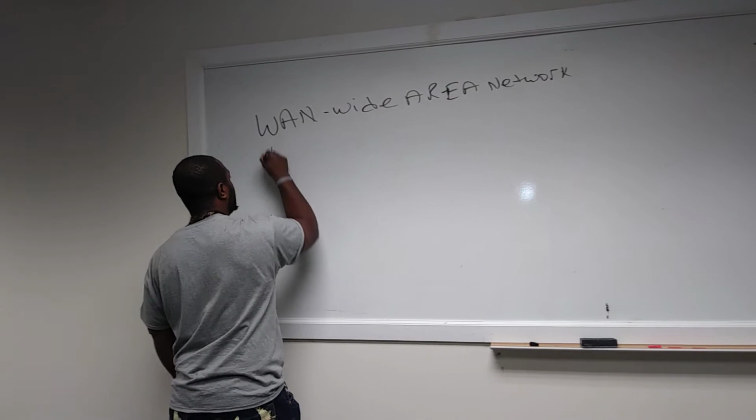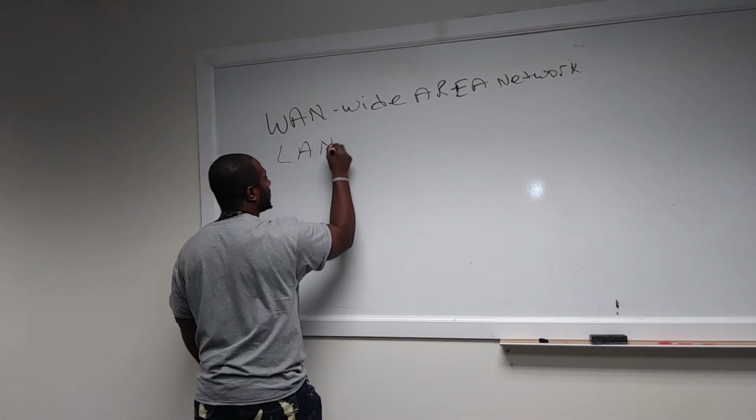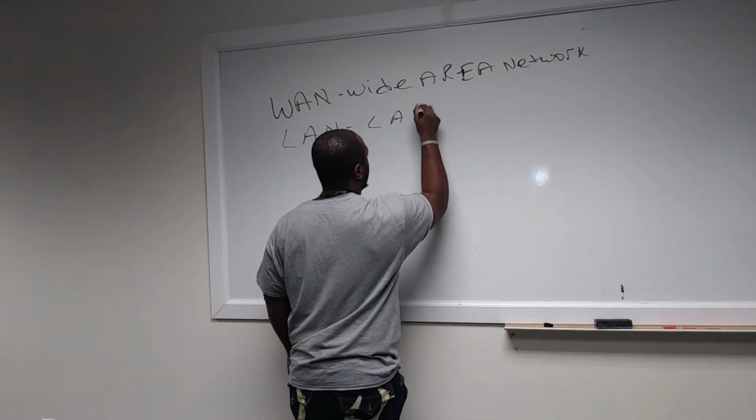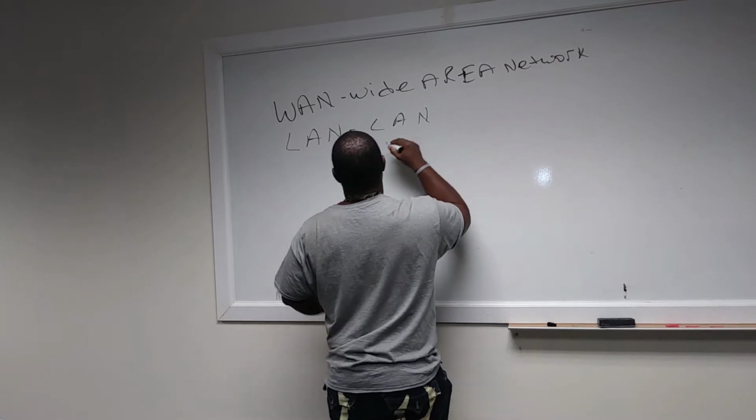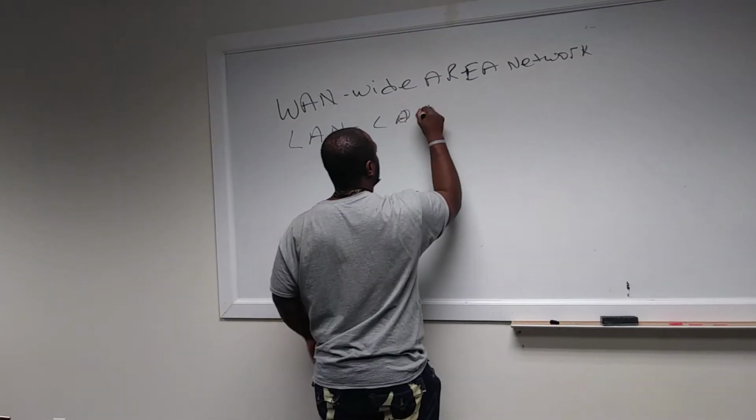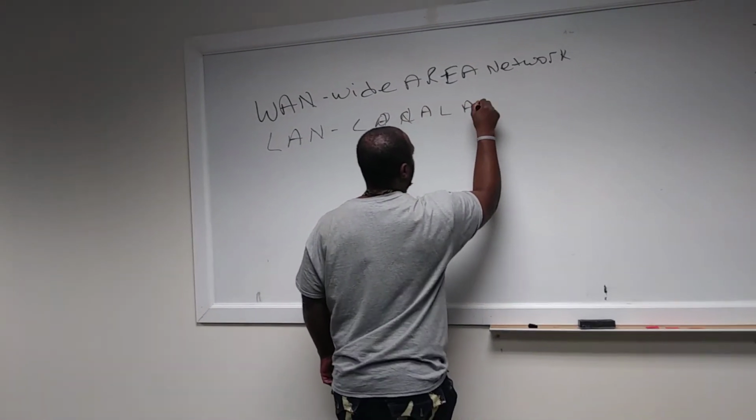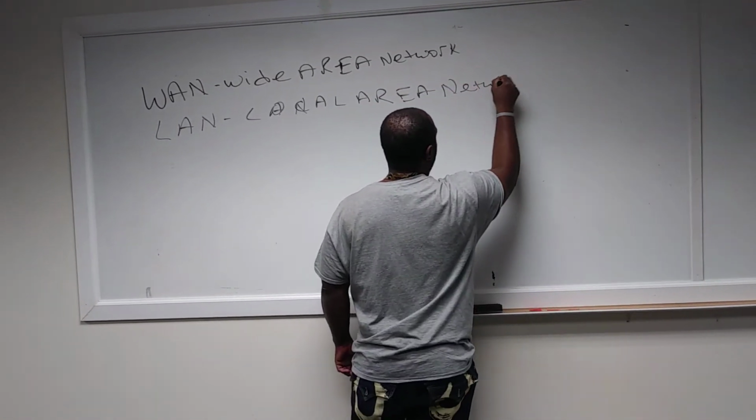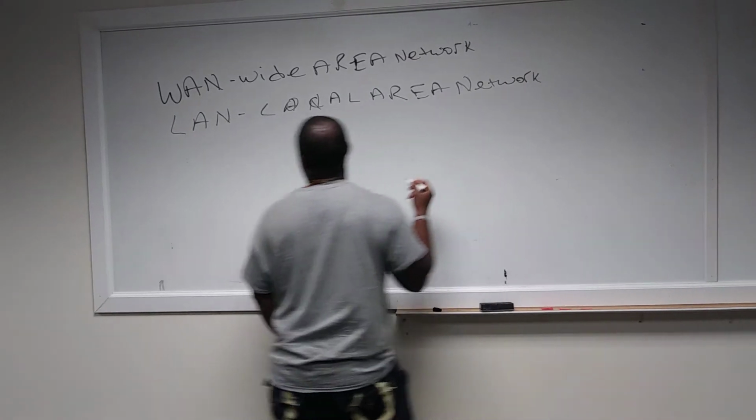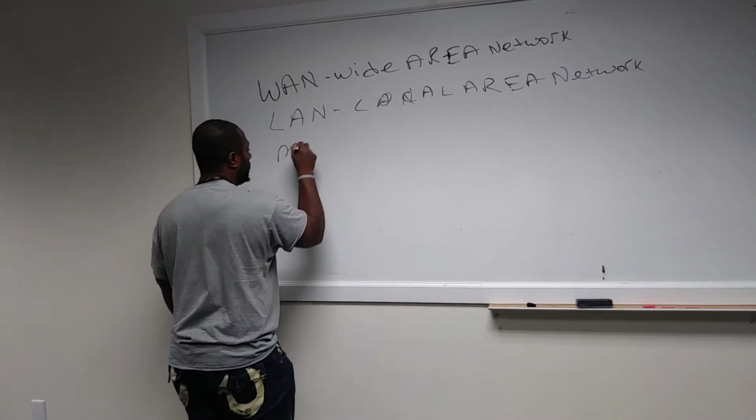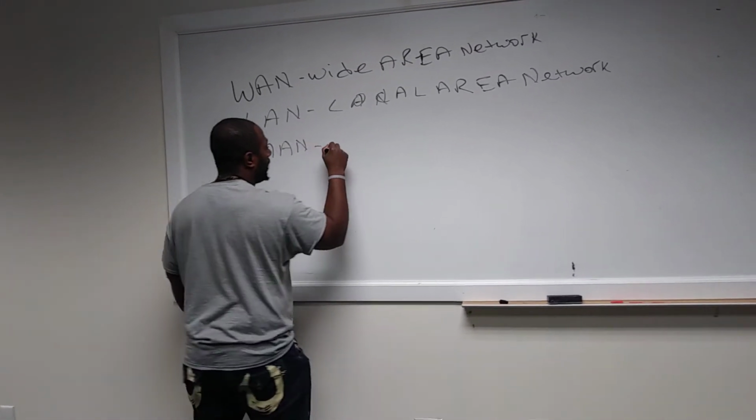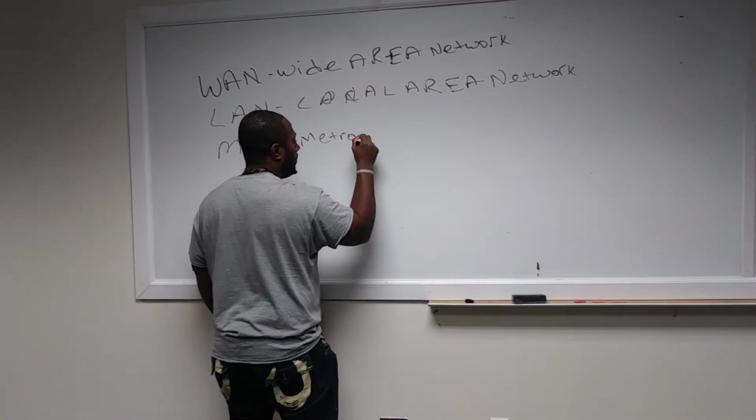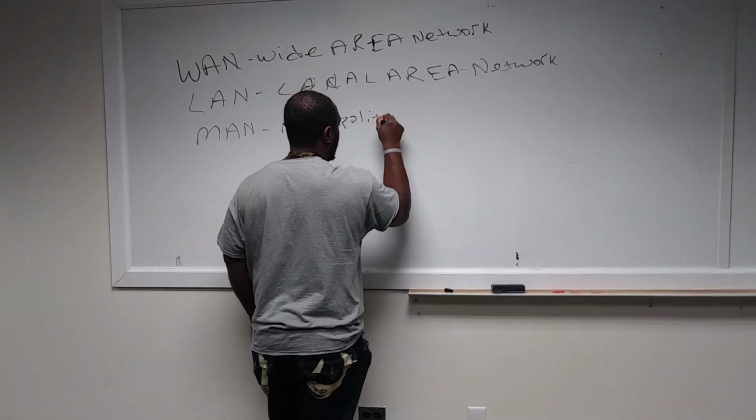We also have a LAN. These are the basics. These are like the building blocks. A LAN is a local area network. Okay? We also have a MAN. The MAN is a metropolitan area network.